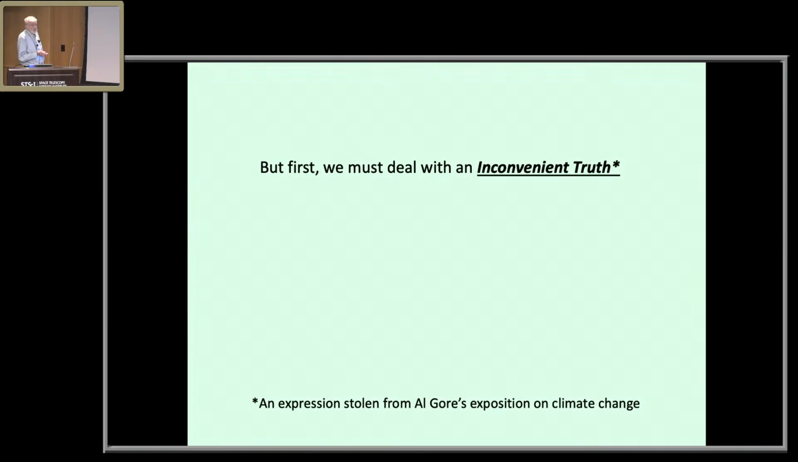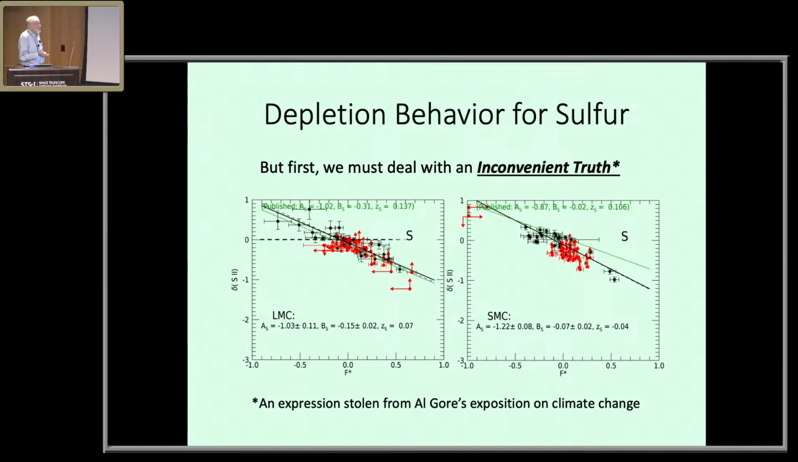Now, there's a problem, and we have to deal with it. If you look at the depletion of sulfur, you get positive depletions at very low values of F star. And that just doesn't make sense. You're now getting sulfur column density relative to hydrogen that's larger than the stellar counterparts.